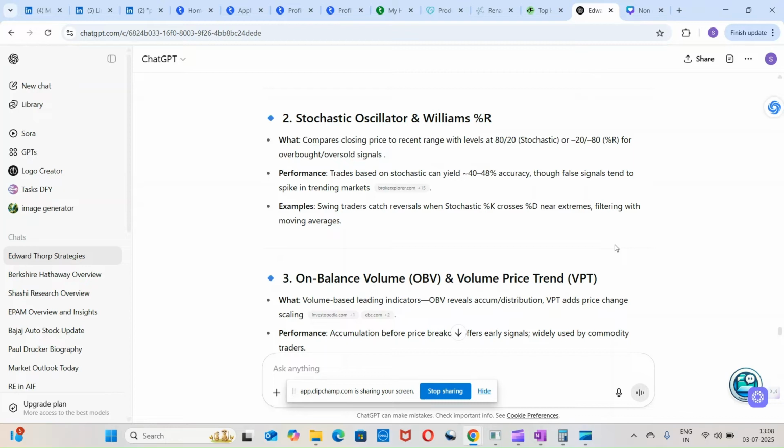Swing traders use the stochastic oscillator and Williams %R to catch reversals when %K crosses %D near extremes, and they filter with moving averages. So 80 in stochastic is considered overbought and 20 is considered oversold. Similarly, for Williams %R, -20 is overbought and -80 is oversold. The accuracy is 40 to 48%.